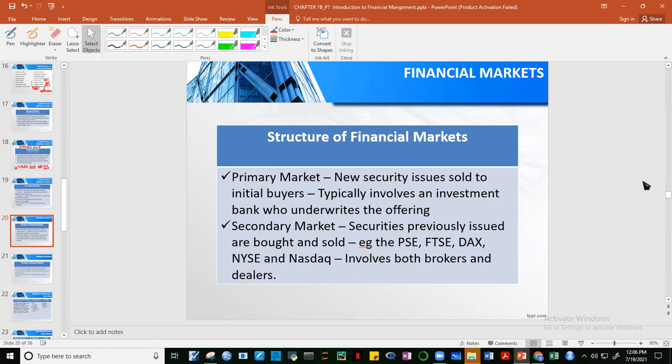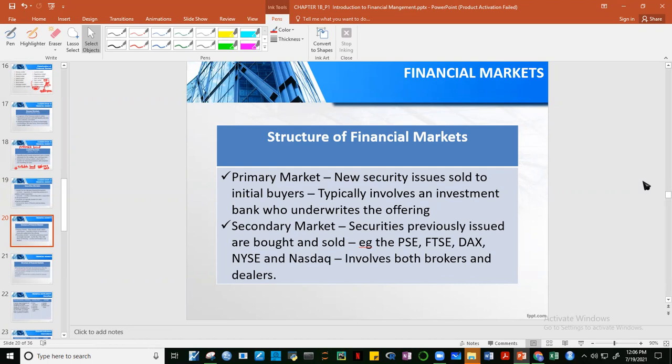Kung wala siyang expertise nun, he might need the services of a financial intermediary, financial institution, who has this expertise, who does the processes for them. Ang tawag doon, underwriting. Si underwrites yung pagsusulat ng contract. Okay, so that's the primary market for newly issued stocks. Tapos meron naman yung sa secondary market, yung buying and selling na, yung mga nabenta na dati. So sa PSE yan, sa Philippine Stock Exchange.